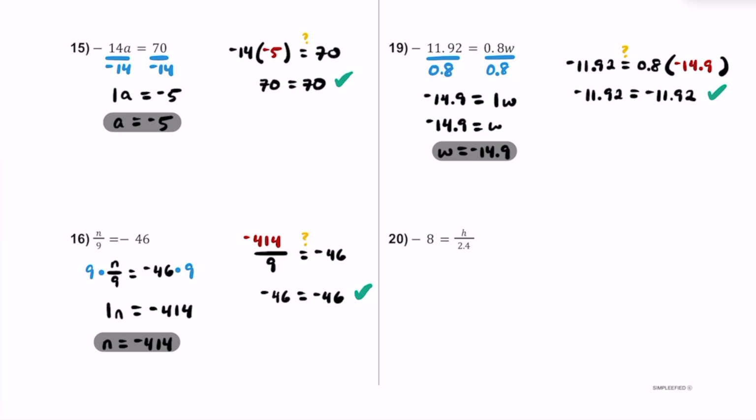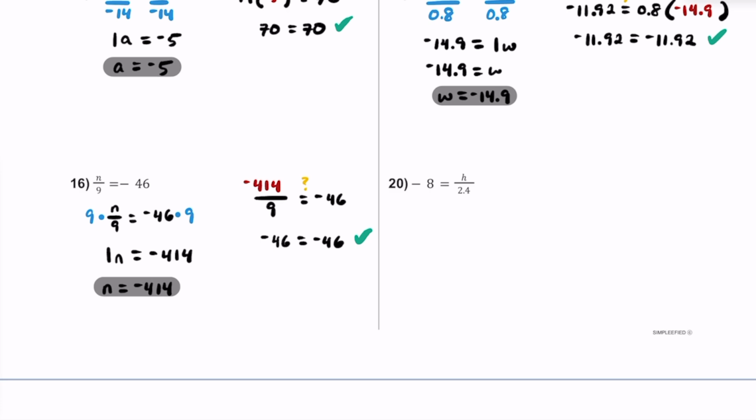For this last one, this one's kind of like 16 in terms of it looking like a fraction to start. So again, I like rewriting these so we have extra space here. So negative 8 equals h over 2.4. Okay, so if we're trying to figure out what h is, what are we going to do? Well, we have h divided by 2.4. What if we multiply it by 2.4? There's a lot of dots here. I'm going to use parentheses instead. That's going to be more clear. And let's multiply this by 2.4.